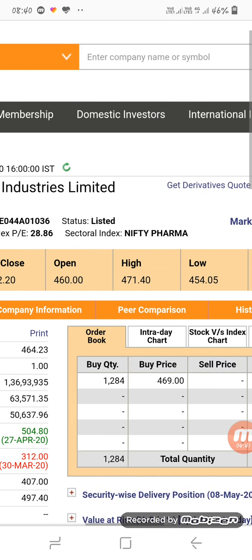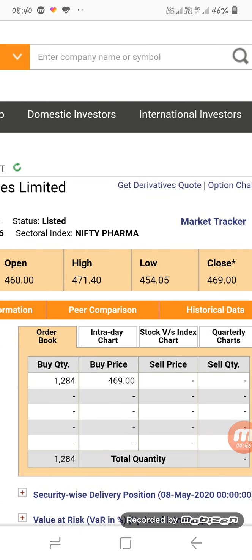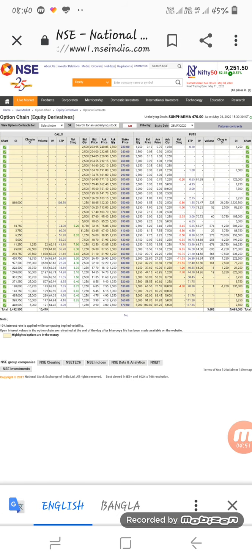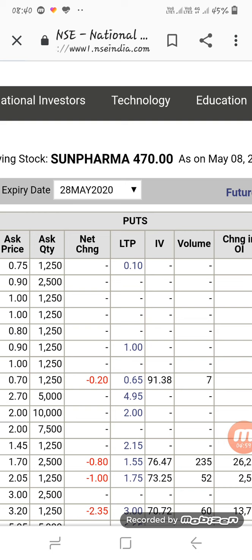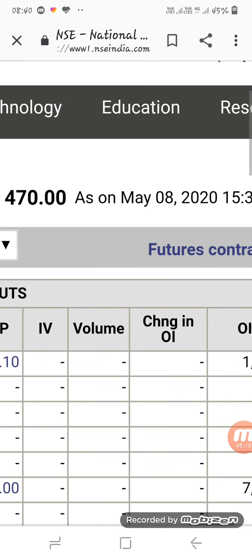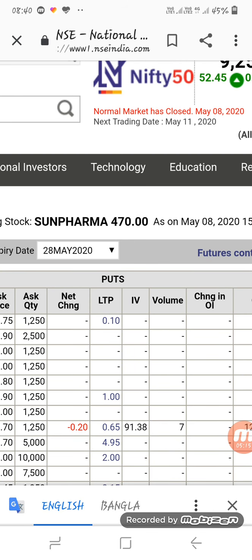So let us see the option chain, and keep in mind the current price is 470. Let us move on to this option chain. When we click onto the option chain page, this page will pop up, and as I told you, this is the spot price, 470, Sun Pharma. Spot price means the last close price or the market price. So this is known as the spot price, Sun Pharma 470 as on May 8. Today the market is not yet open. It's just 8:40, so after a few minutes the market is going to open.